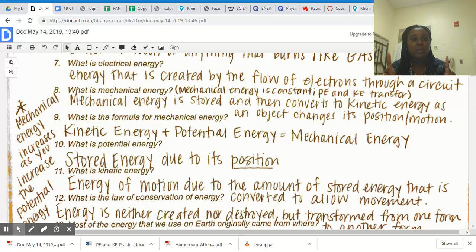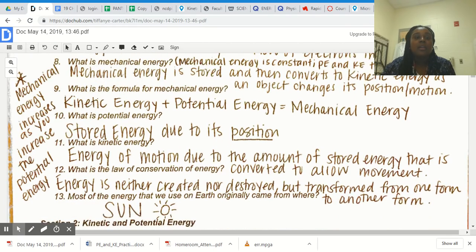So number 9, what is the formula for mechanical energy? Kinetic energy plus potential energy equals mechanical energy.